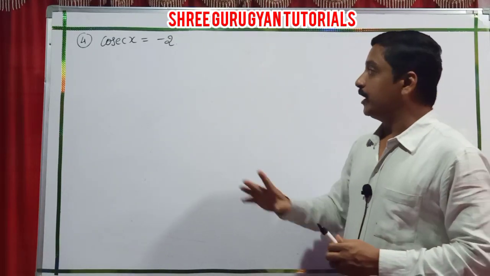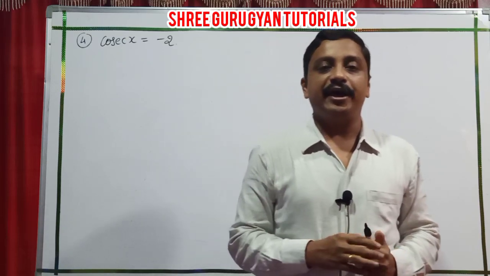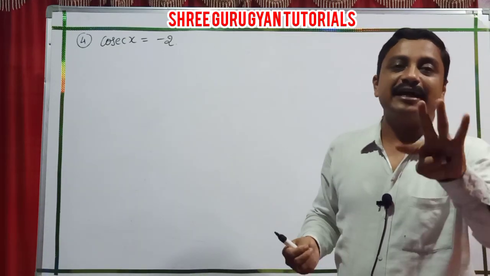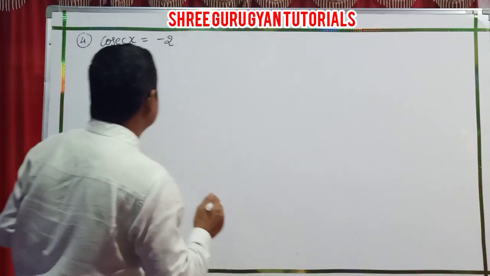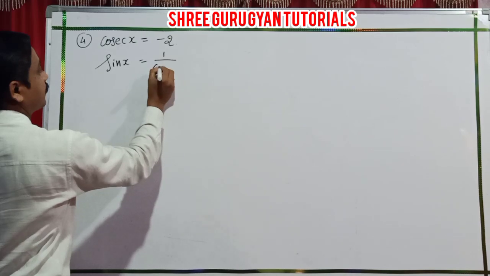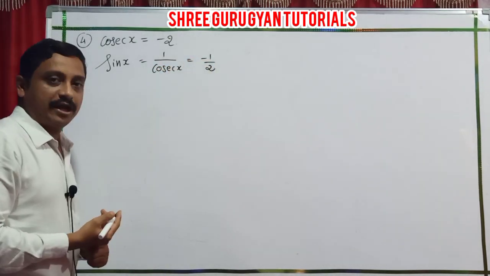Now students, I am going ahead with one more, the fourth question. Find the principal solutions and the general solutions. It's also very easy. Cosec x is given, I translate it into sin x. So what is sin x? 1 upon cosec x. It is 1 upon 2, but minus.